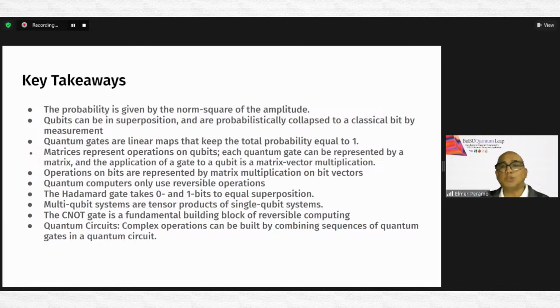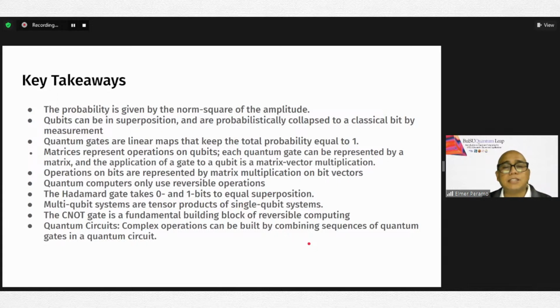Matrices represent operations on qubits. So a qubit state is just a vector. Each quantum gate can be represented by a matrix, and the application of a gate to a qubit is a matrix-vector multiplication. Operations on bits are represented by matrix multiplication on bit vectors. Quantum computers only use reversible gates. I removed this, but I'll be discussing that next year.